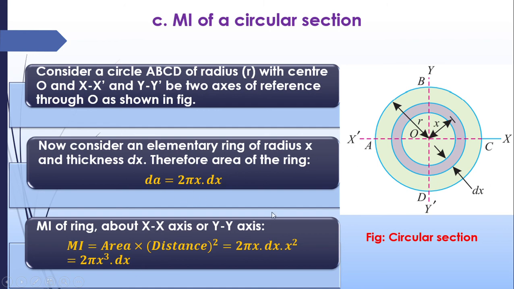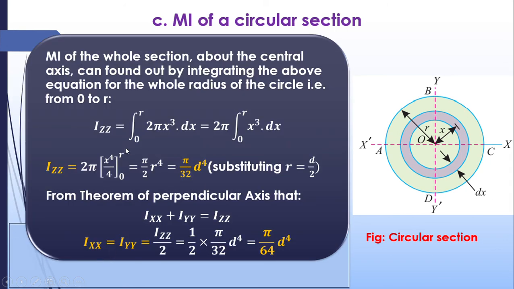Now the moment of inertia of that strip about the x-axis or y-axis will be area into distance square. That is 2 pi x into dx into distance. Again the distance is x, so x square. So you'll get it as 2 pi x cube into dx. Now what we have to do for finding the total moment of inertia? You have to integrate this equation. From which point to which point do we integrate? We have to integrate it from 0 to the maximum distance, that is r. So we are integrating this equation from 0 to r.